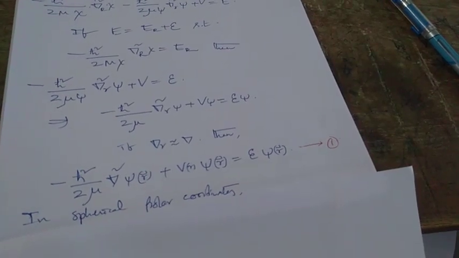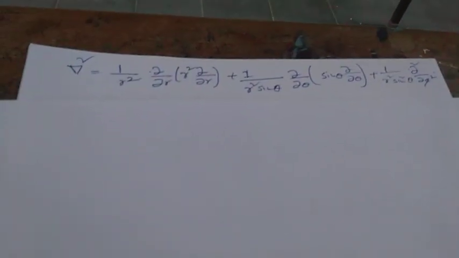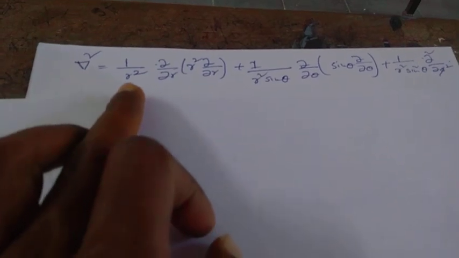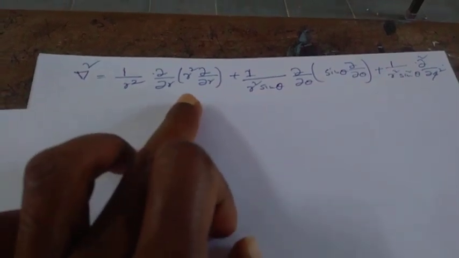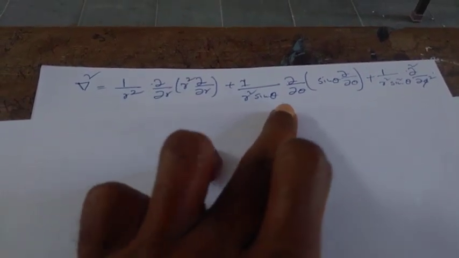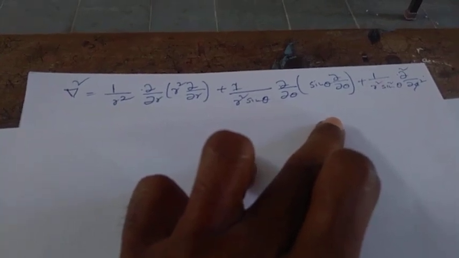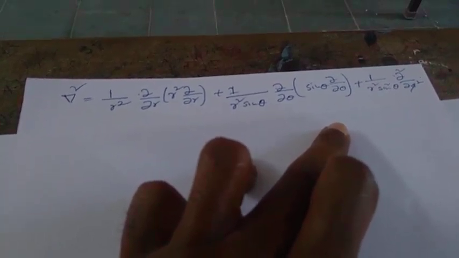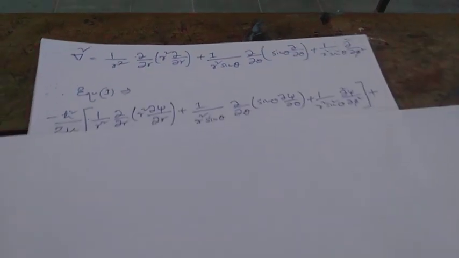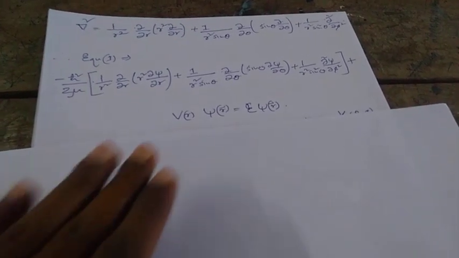So we can use spherical polar coordinates to solve this differential equation number 1. In spherical polar coordinates, the del square function is minus 1 over r square into ∂/∂r of r square into ∂/∂r, plus 1 over r square sin theta into ∂/∂theta of sin theta ∂/∂theta, plus 1 over r square sin square theta into ∂ square by ∂phi square. If you substitute this into equation number 1, we see that it takes this form.